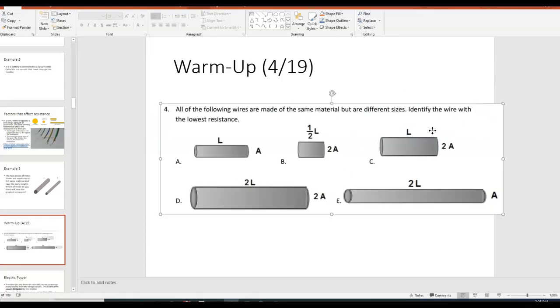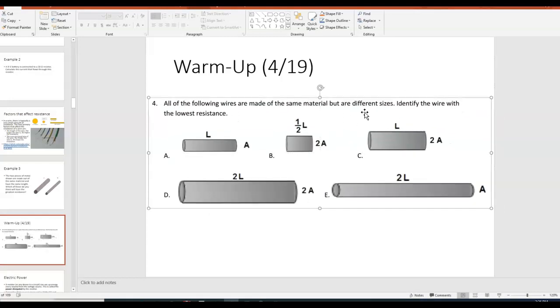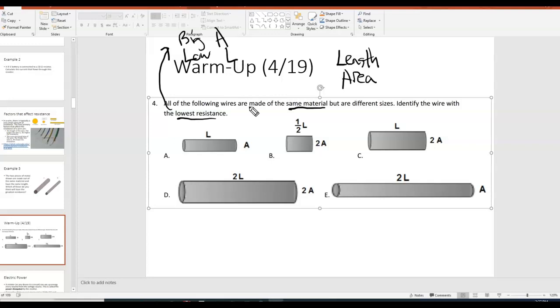Here's a problem that says all the following wires are made of the same material but are different sizes. Identify the wire with the lowest resistance. Now, if they're made of the same material, that takes away one of those factors that could affect resistance, and the other factors being length and area. Okay. So if we want the lowest resistance, that means we want it to be easiest for the electrons to travel through. That means we want to have a big area, and we want to have a low length in order to have the lowest resistance.